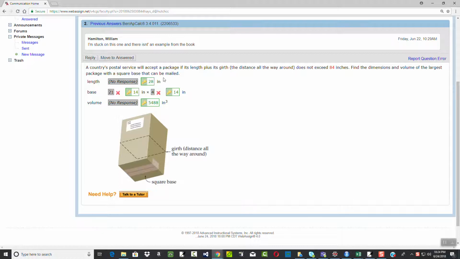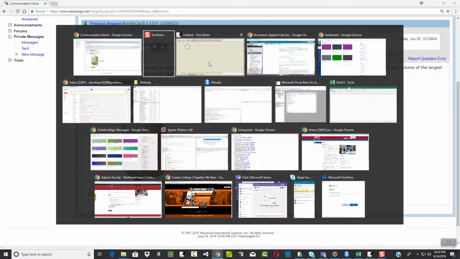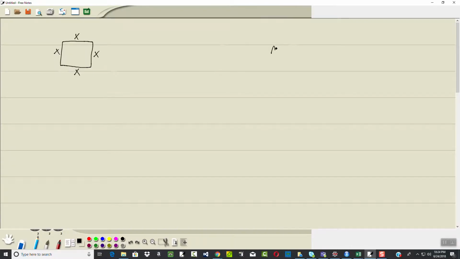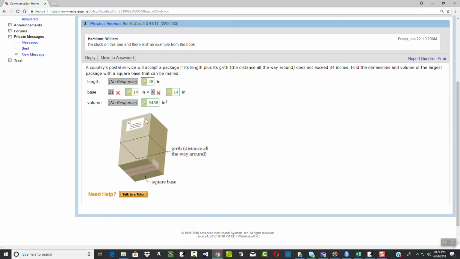Find the dimensions and volume of the largest package with a square base. So it sounds like largest implies we want to maximize. Dimensions and volume. Okay, volume. So we want to maximize our volume. That's our goal. So we need a formula for volume equals something. If my picture goes up like that, I don't know what this length is. I know these are x going around here.